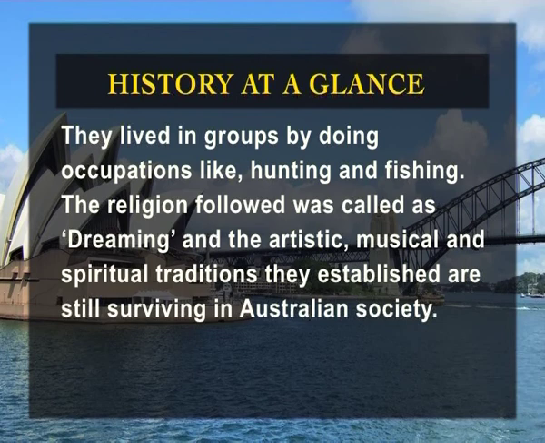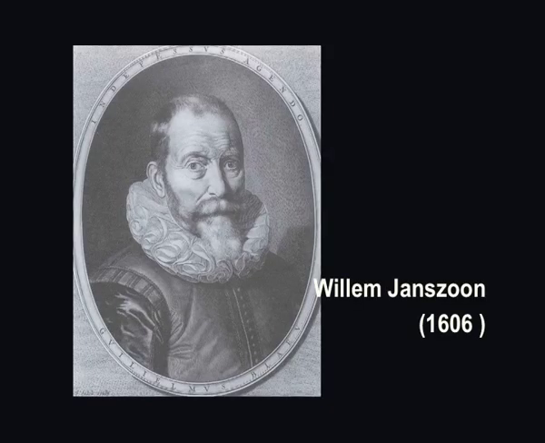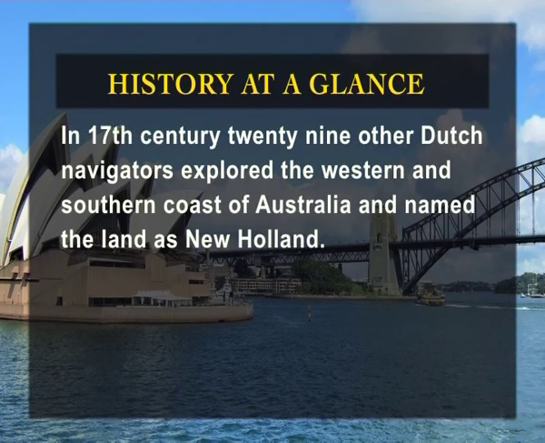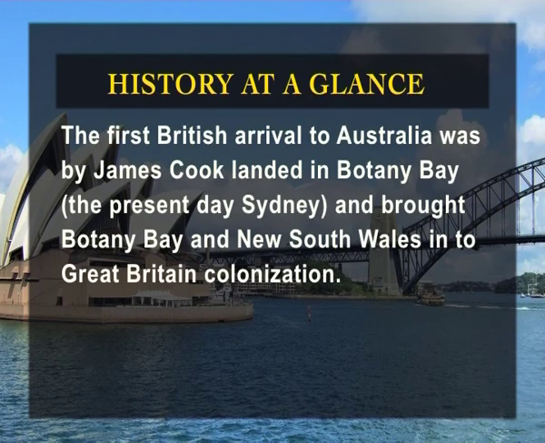As per the available evidence, the first known landing in Australia was by the Dutch navigator Willem Janszoon in 1606. In the 17th century, 29 other Dutch navigators explored the western and southern coast of Australia and named the land New Holland. The first British arrival in Australia was James Cook, who landed in Botany Bay, the present-day Sydney, and brought Botany Bay and New South Wales under British colonization.